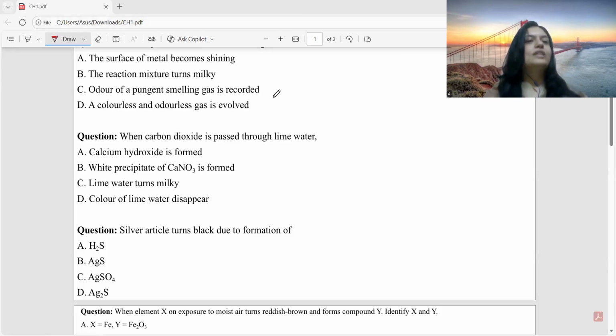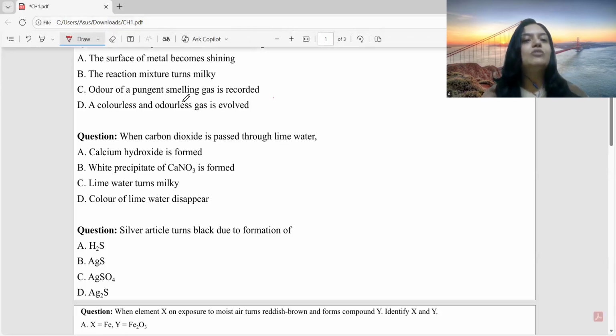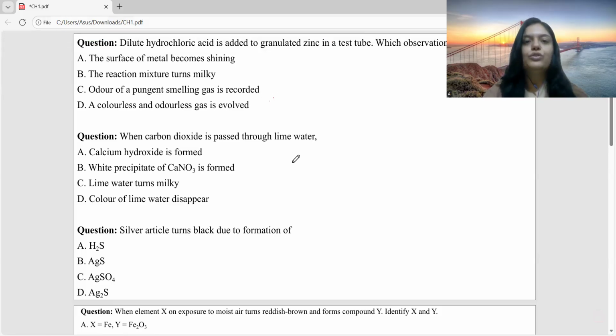So, the first question given here is: dilute hydrochloric acid is added to granulated zinc in the test tube. Which observation is correct? So when you add zinc and dilute hydrochloric acid, so metal with acid, what observation can you see? You can see hydrogen gas evolve during this reaction. And hydrogen gas is a colorless and odorless gas. So your answer will be D, a colorless and odorless gas evolved.